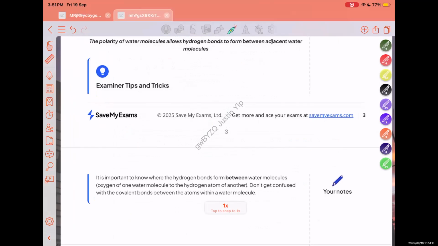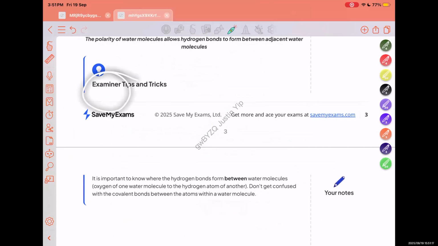During the exam, you need to know where hydrogen bonds will form between water molecules. They will ask you to draw the bonds, the stable bonds.